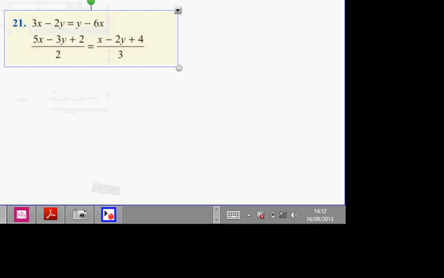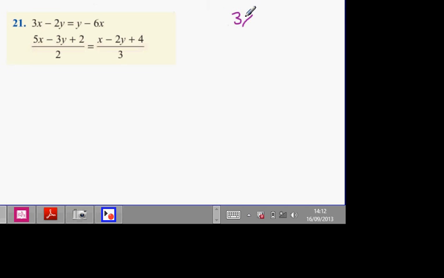This is another one that can be quite difficult, okay? So what we know is neither one of them looks like the traditional where you have all the x's on one side and all the numbers on the other side.